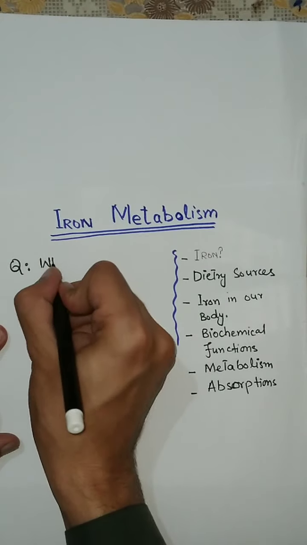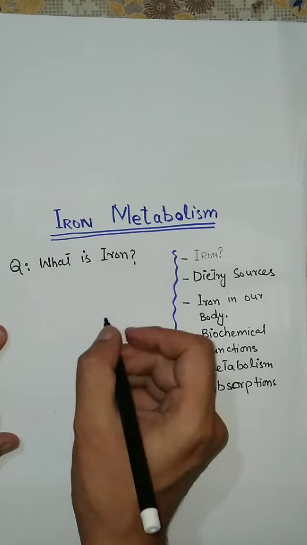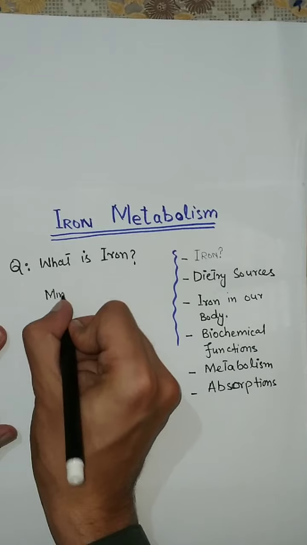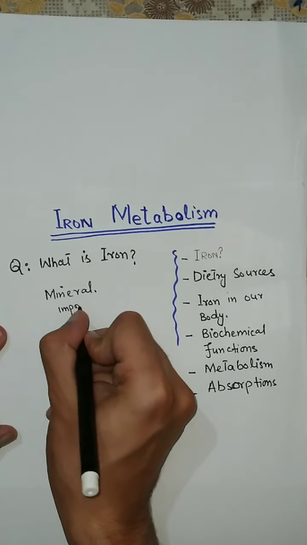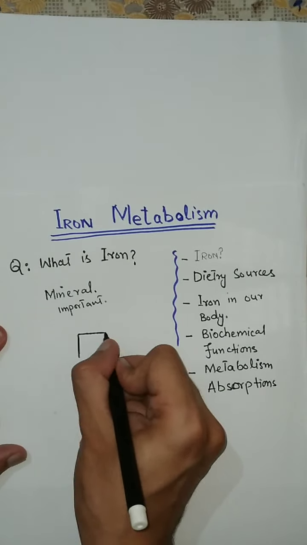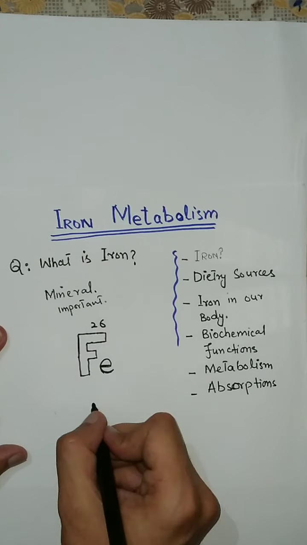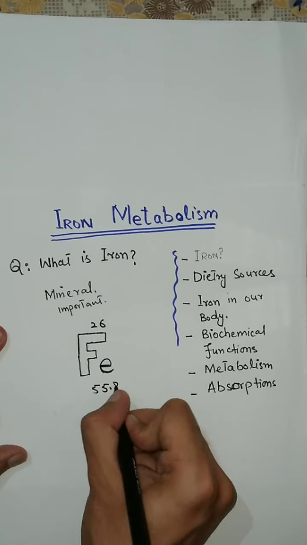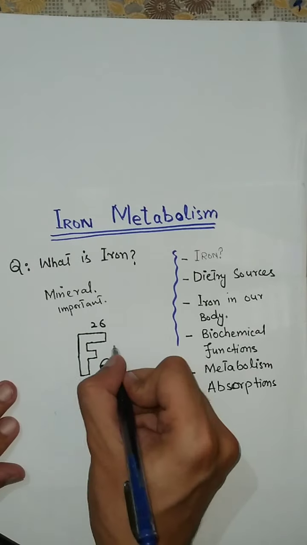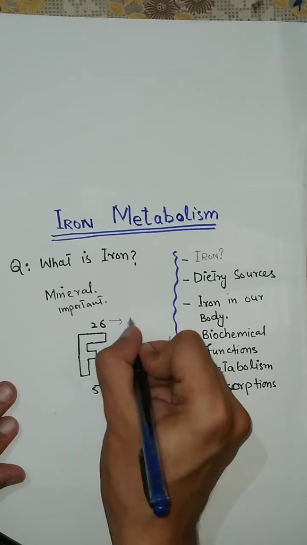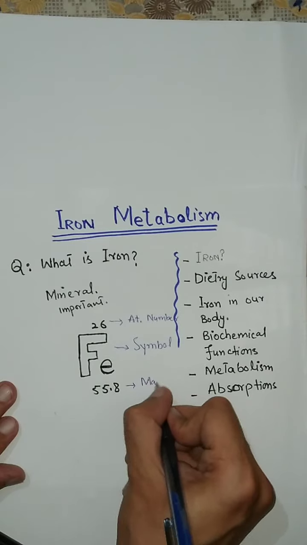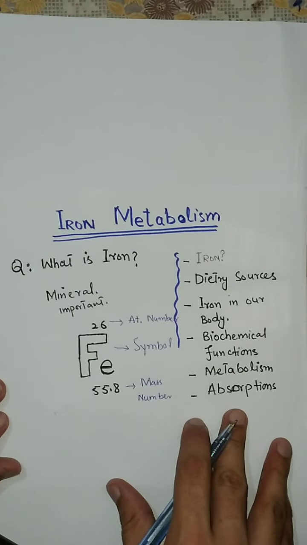First, we will discuss what is iron. Iron is an important mineral, and as an element, its chemical symbol is Fe, its atomic number is 26, and its mass number is 55.8. We can say that iron is an important element or mineral in our body.